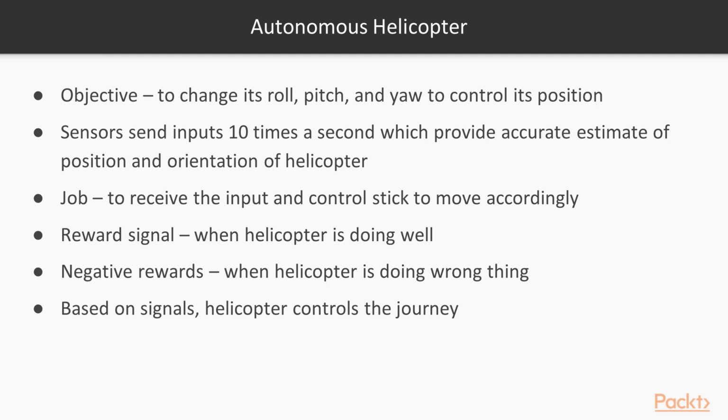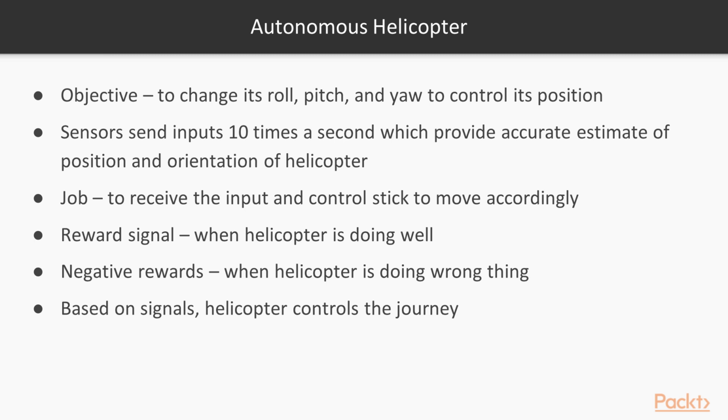First example, autonomous helicopter. The objective of the autonomous helicopter is to change its roll, pitch, and yaw to control its position by controlling the joystick, pedals, and so on. Sensors send inputs 10 times a second, which provide an accurate estimate of position and orientation of the helicopter. The helicopter's job is to receive this input and to control the stick to move accordingly.